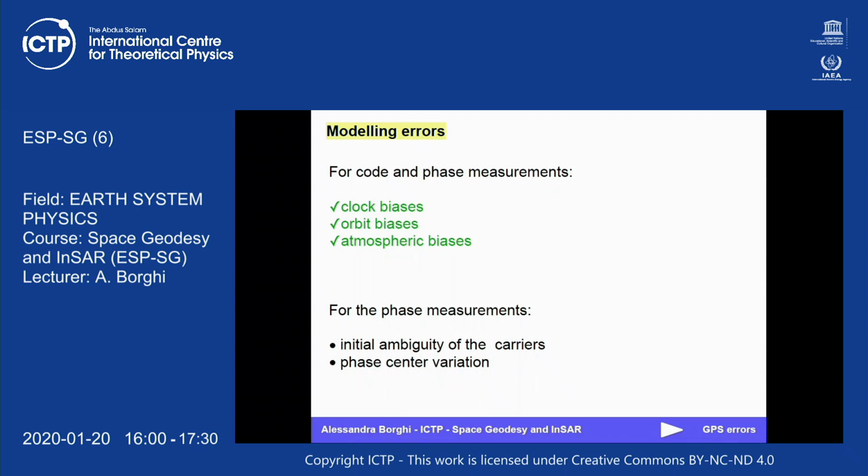I think that for today we can stop here. I can spend some words about the exam.